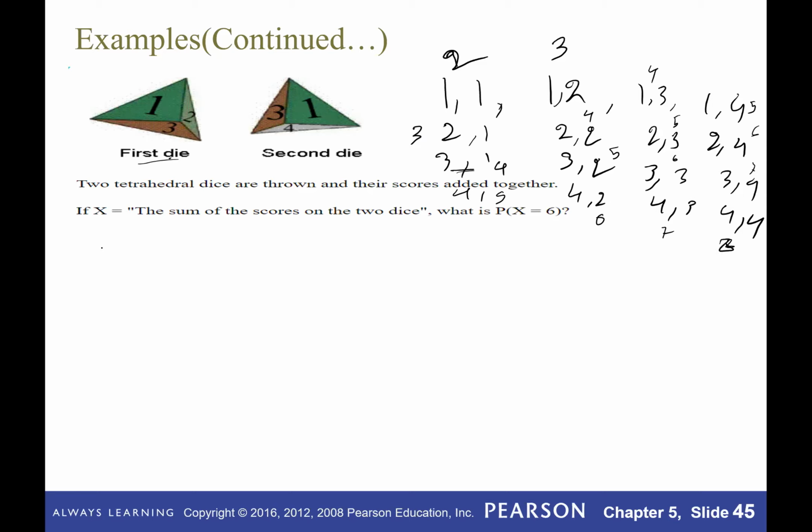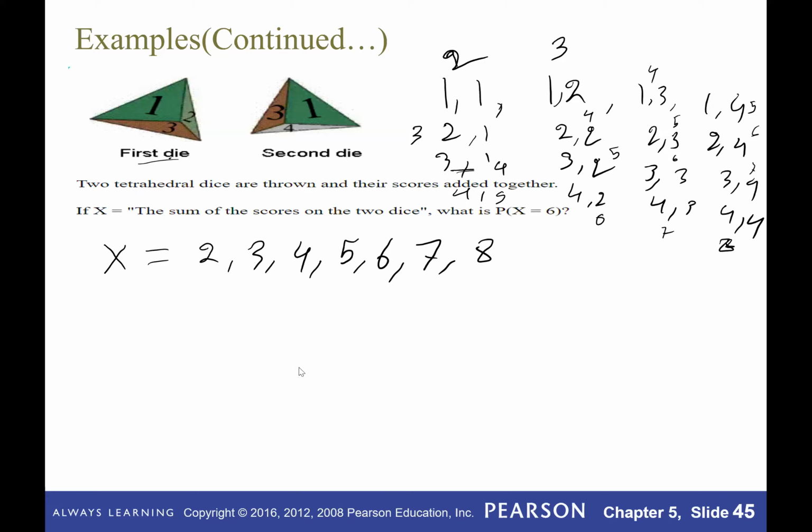So what are the possible values of X? Anyone? You can see it here, right? The minimum is 2, then 3, 4, 5, 6, 7, 8. So these are the possible values of X.